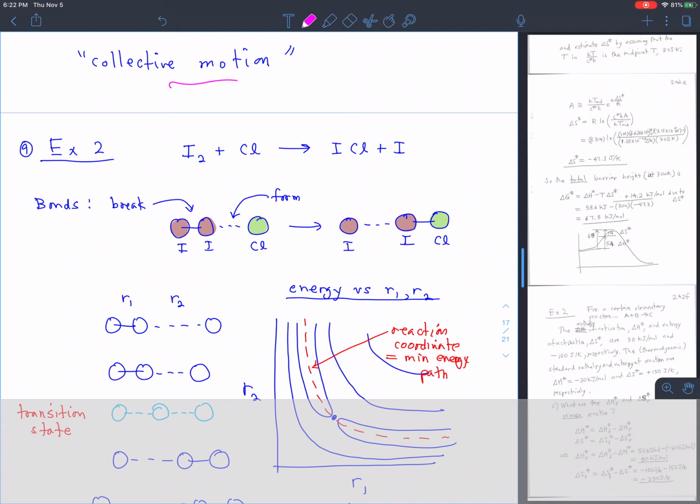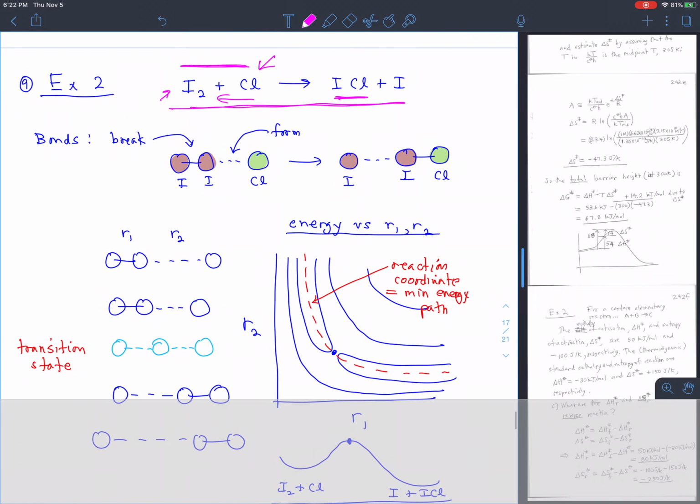reaction coordinate. In this case, we're considering a very unusual reaction, and the reason for choosing it is that it only involves three atoms. There's an I2 molecule over here, and a single chlorine atom over here. This chlorine atom is going to collide with the I2, and it's basically going to steal an I atom from the I2 and form an ICl molecule.